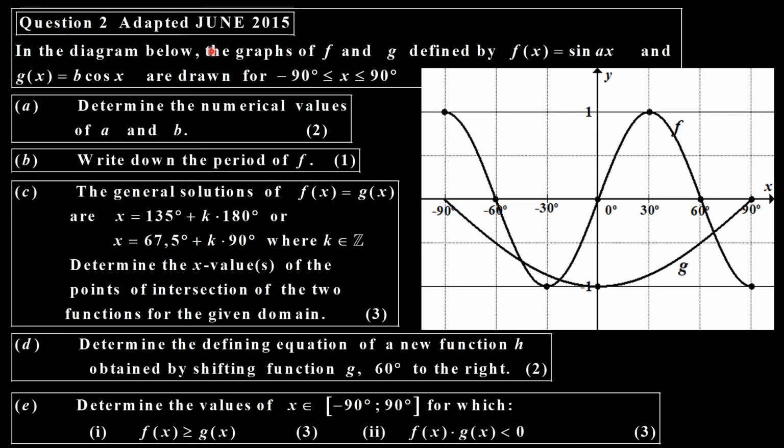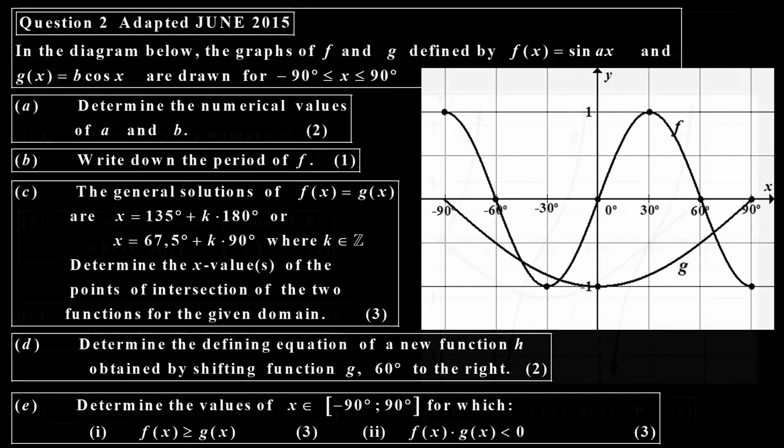Interpretations. This one is from June 2015. Here both graphs are given, so you don't have to draw. There you have to find the numerical values. You have to find the period, and then you have to find general. So you are given the general solution, and you just have to find the points of intersection based on the graph. And then here we want to find a new equation, and there we have some interpretations. There, the one graph greater and the product less than 0.